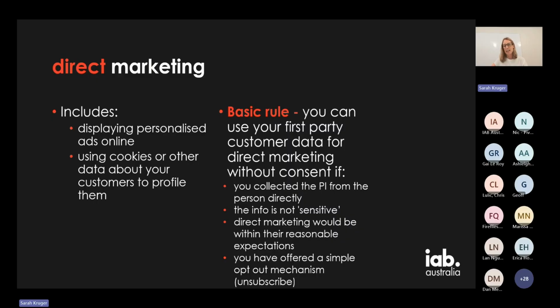Direct marketing, just very quickly, there is a separate principle about direct marketing, which really reflects a lot of what we've talked about. But the basic rule is you can use your first-party customer data for direct marketing without consent if you collected the PI from the person directly, the information isn't sensitive, and they would reasonably expect direct marketing. You also need a simple unsubscribe and opt-out mechanism. So again, we've got those key themes of reasonable expectation. Is it reasonable for you to be using the data in that way?